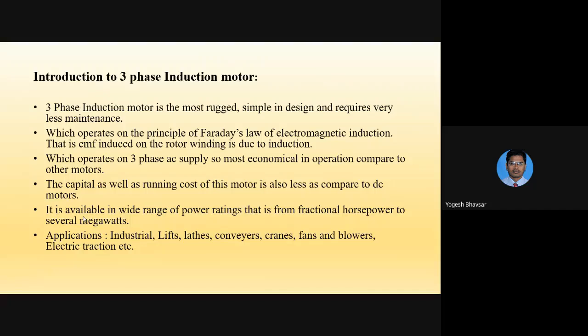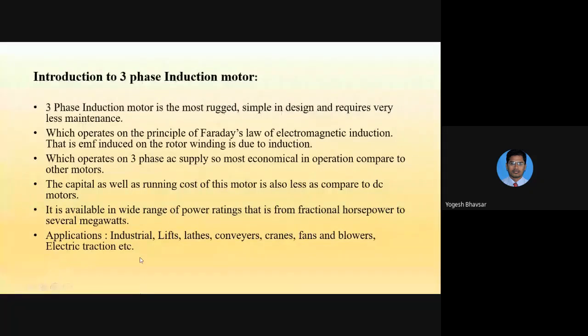Industrial application: 90% of the motors in industries are three-phase induction motors. So it is a widely used motor. Lifts, lathes, conveyors, cranes, fans, blowers, electric traction also.